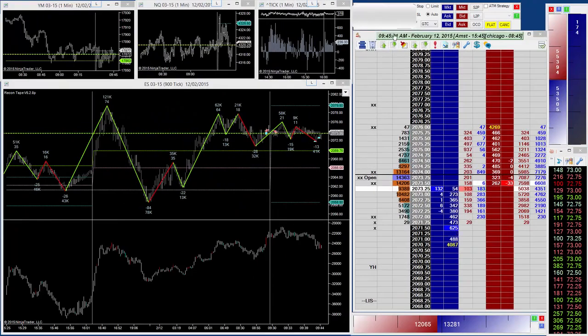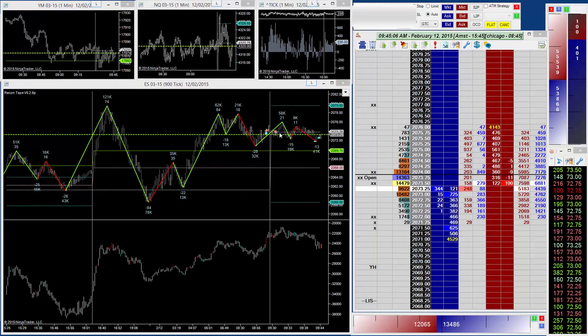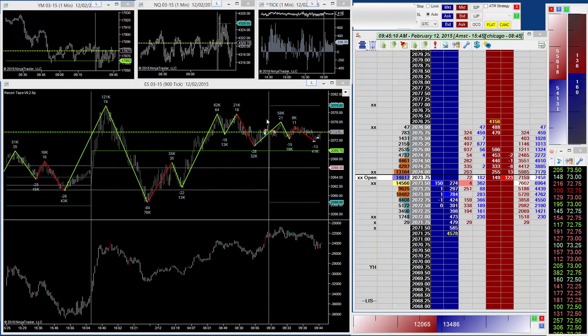Okay, so if we look at the time, we're 15 minutes in. We said we'd come back after 15 minutes. What we're looking at here, we can see we extended the swing up off the open, 58,000 contracts, but really we should kind of cut off there. We saw a swing down 90,000 contracts, swing up 9,000 contracts.